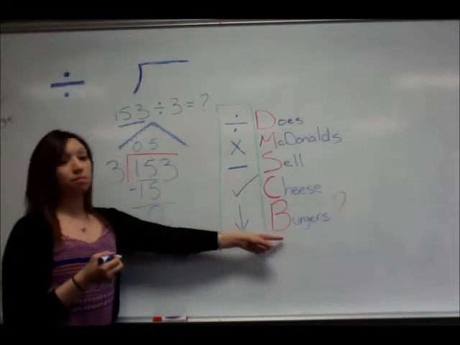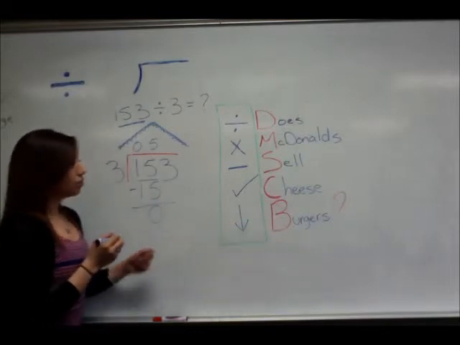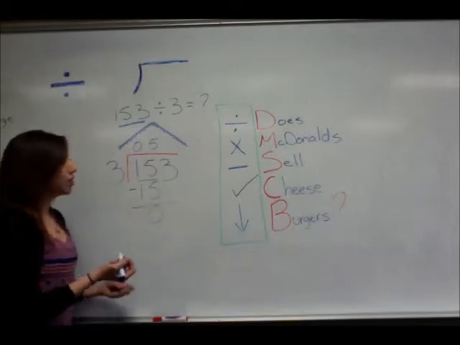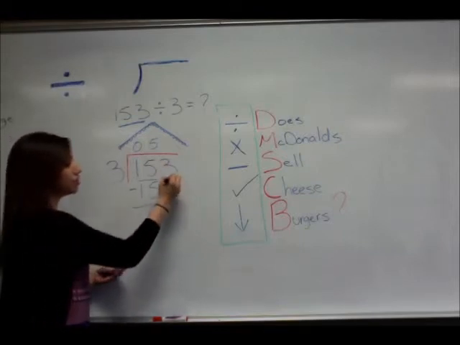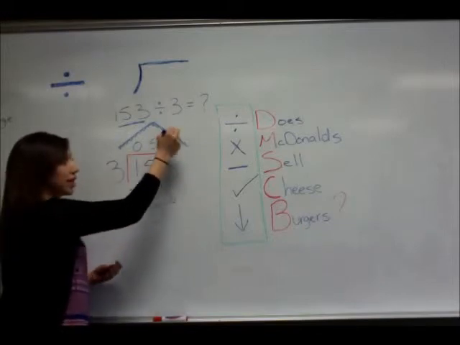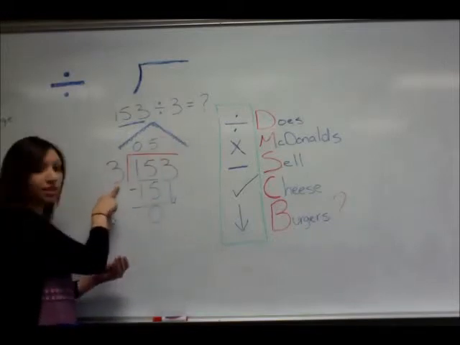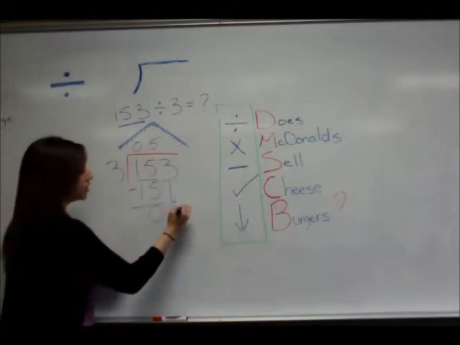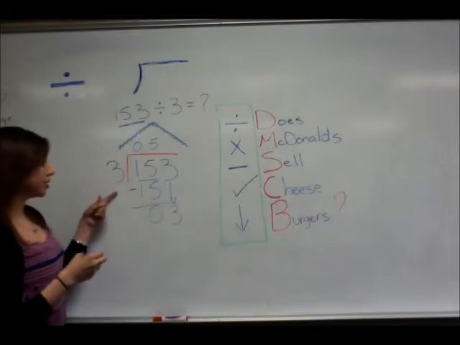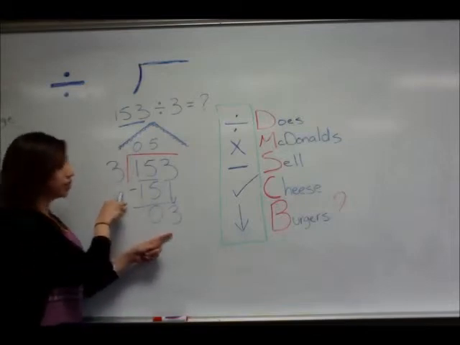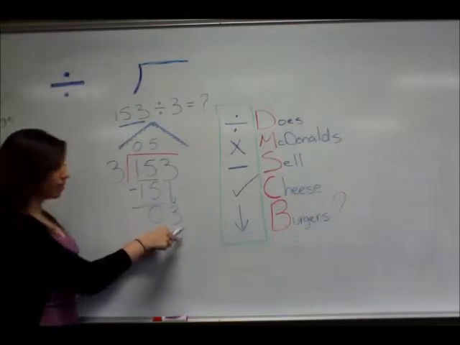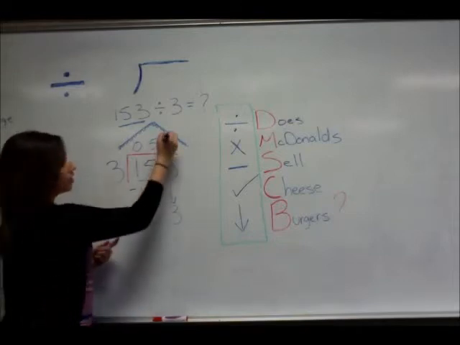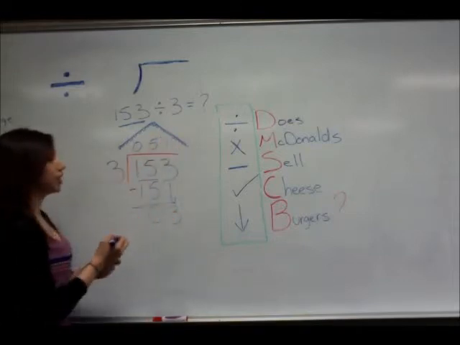Now, our last one would be burgers, the letter B. What does that mean? Bring down. There's no burgers, teacher. What are you talking about? Well, B would be to bring down the 3 because there's still a spot left, right? And our divisor wants to fill up the whole quotient. Alrighty? So 3 comes down, and again, the divisor is asking the dividend, how many 3's go into 3? And of course, 3 times what is 3? 1. Okay, so only one group of 3 goes into 3.